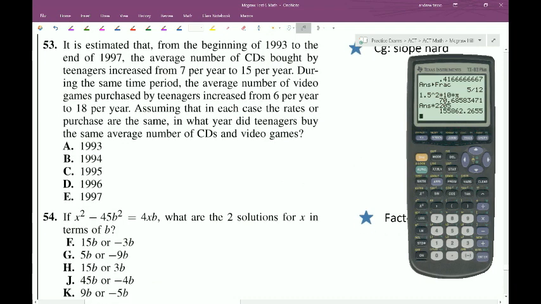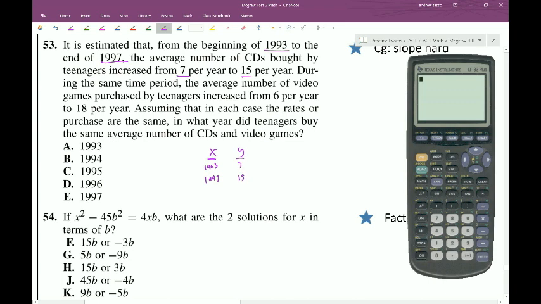It is estimated that from the beginning of 1993 to the end of 1997, the average number of CDs bought by teenagers increased from 7 to 15. So anytime they give you years and an output, you can always treat it as X and Y. So the X will be 1993 and 1997, and the output here is going to be 7 and 15.